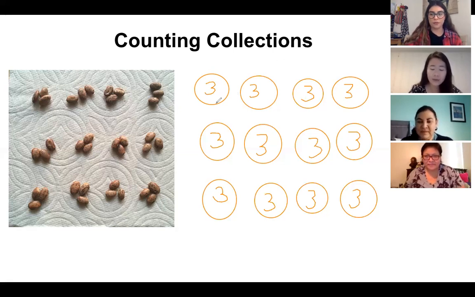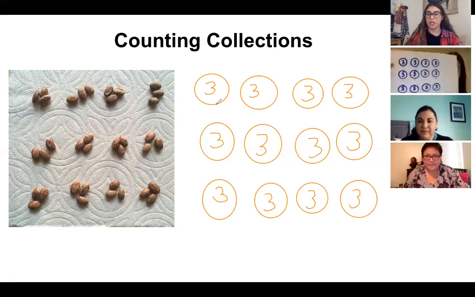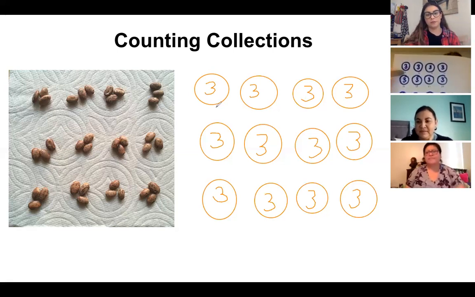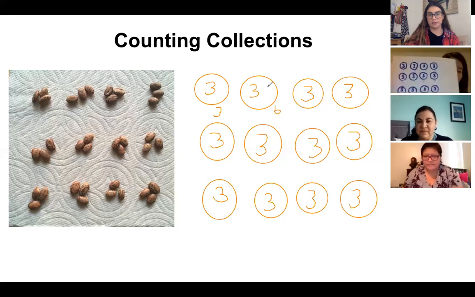I wrote down the total of beans as I counted. So in the first group, it was just 3, so I wrote 3. But in the second group, I have 3 and then another 3, which means there's 6. And then it's basically skip counting by 3s if you're looking at the pattern.